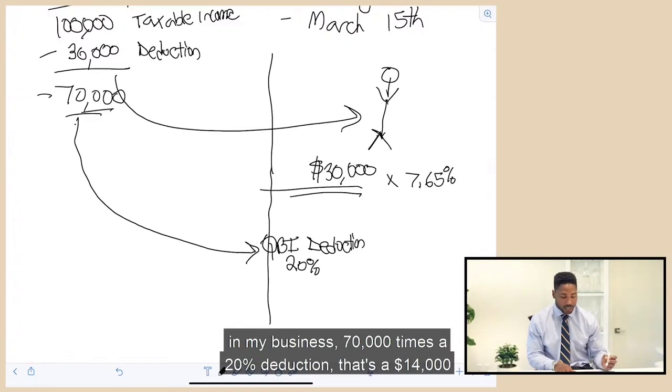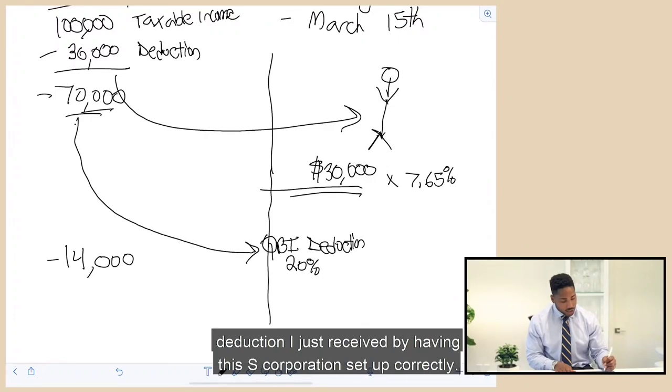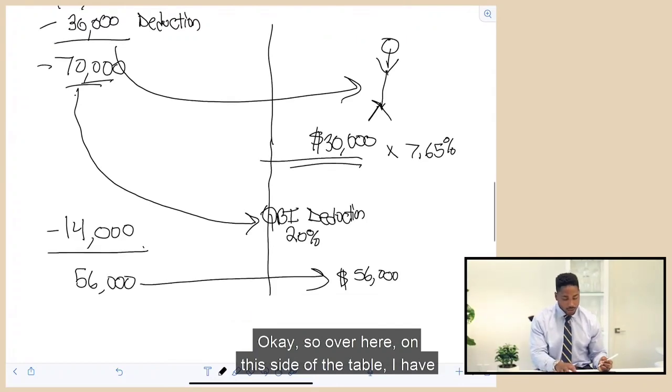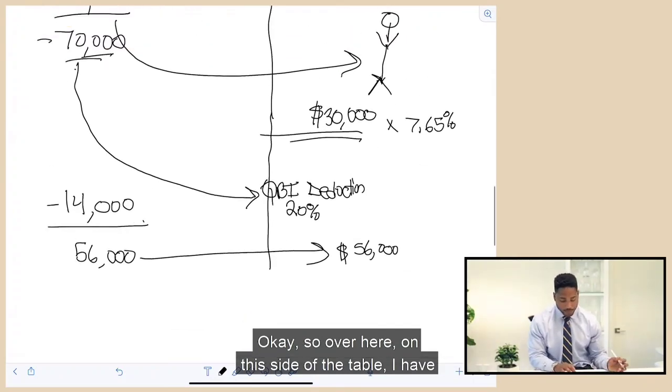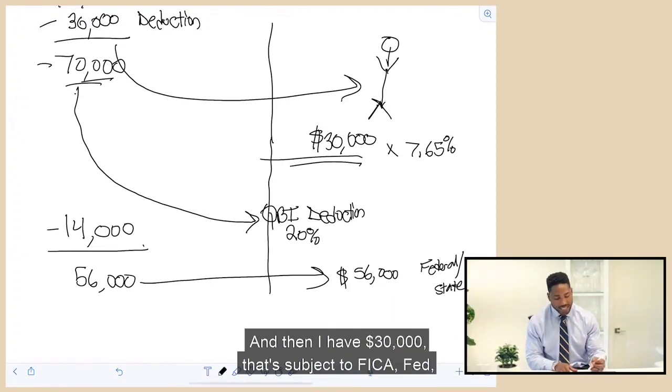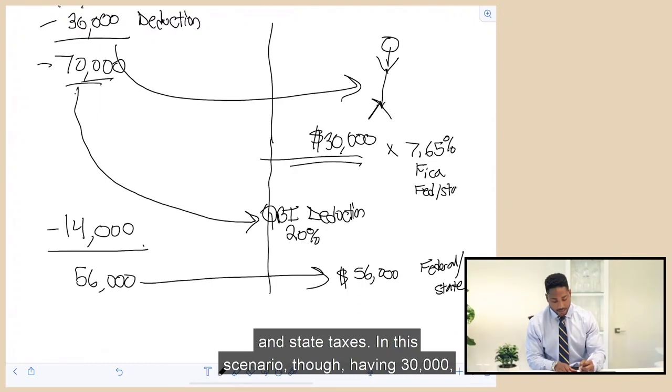$70,000 times a 20% deduction, that's a $14,000 deduction I just received by having this S corporation set up correctly. Now, what flows over to my personal tax returns is $56,000, okay? So over here, on this side of the table, I have $56,000 that's gonna be subject to federal and state taxes. And then I have $30,000 that's subject to FICA, Fed, and state taxes.